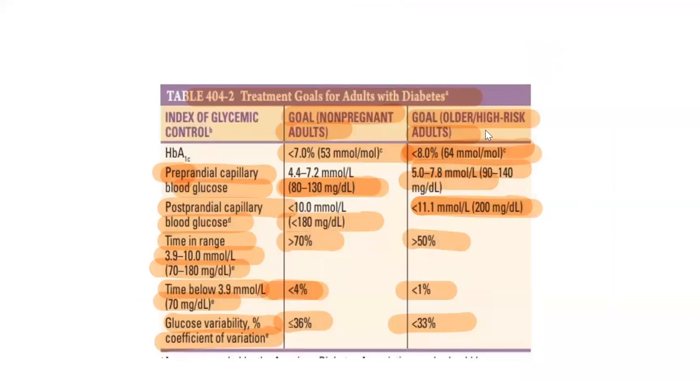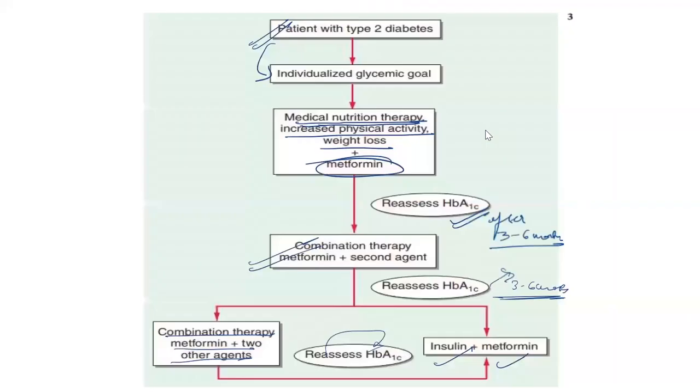Then we have discussed the treatment goals: what is the treatment goal for non-pregnant adults and what is the treatment goal for high risk adults. We have discussed how the treatment should progress in a case of type 2 diabetes. First we should do medical nutrition therapy and metformin. Then if it is not controlled, we should add a second agent. And if it is still not controlled, then we should add a third agent or insulin.